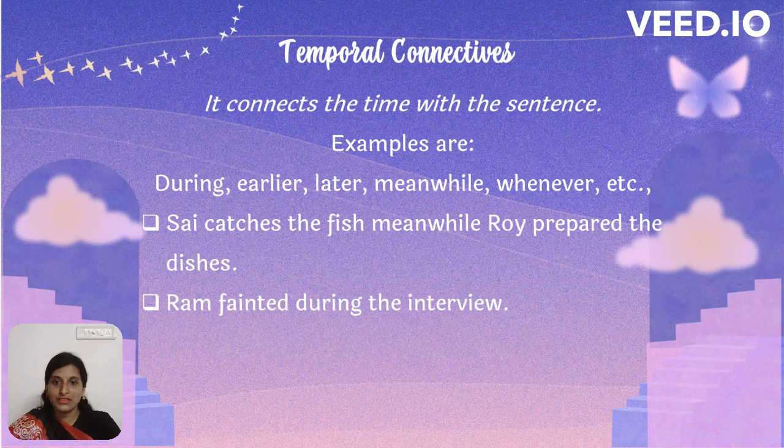Look at this example. Sai catching the fish is happening in some time duration, whereas Rai preparing the dishes is also happening in some time duration. This word meanwhile is acting as a temporal connective in the sentence that tells us at what time the actions are being carried out. Meanwhile is indicating that both Sai catching the fish and Rai preparing the dishes are happening in the same timeline.